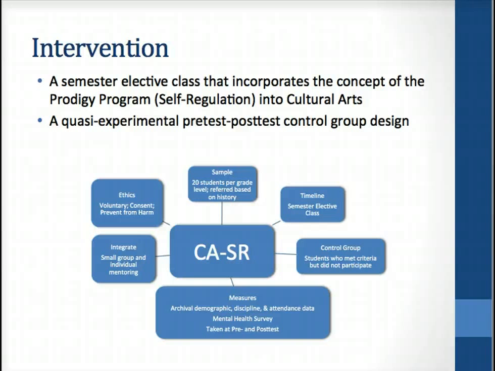A control group to measure success of the program would comprise those students unable to participate, and ethical procedures would be upheld, including gaining informed consent and ensuring prevention from harm. Archival, demographic, and student self-report mental health survey data would be collected and analysed.